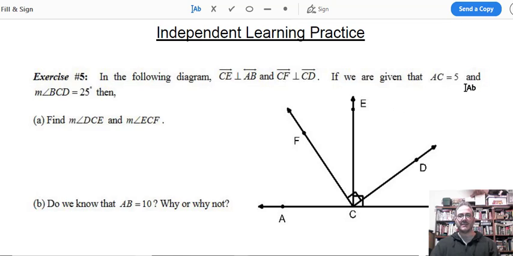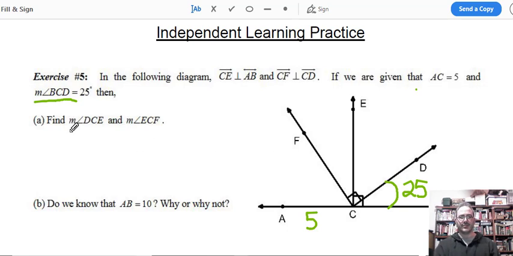If we are given that AC equals 5, so they're telling me here... Technology is still not perfect yet. AC is 5. They're telling me that AC here is 5. And they're telling me the measure of angle BCD is 25. This here is going to give me 25.